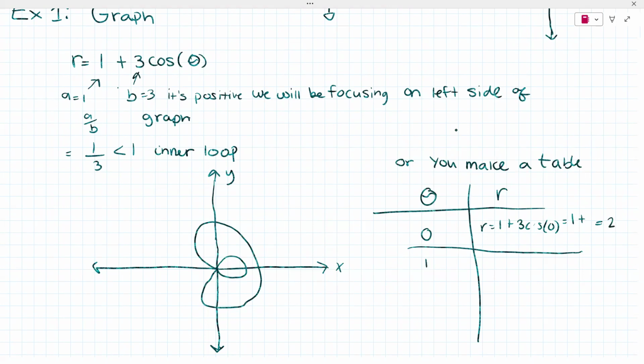And if you use pi over 6, it would be r equals 1 plus 3 times the cosine of pi over 6, which we know is radical 3 over 2. So that's going to be 1 plus 3 radical 3 over 2. And then you would plot that and roughly get this graph. So this is more of a detailed approach, and the sketch is more like a good foundation.